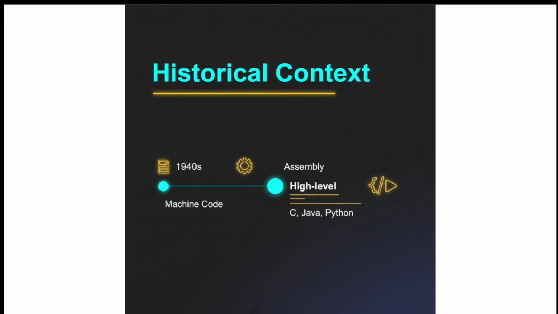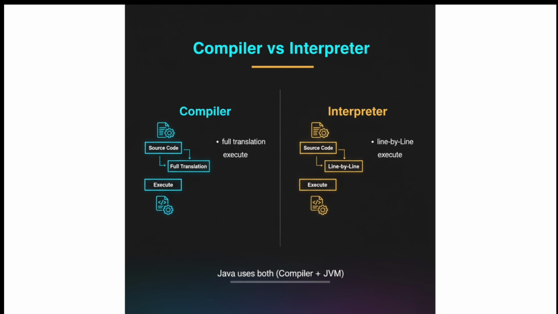Means we come from machine friendly to human friendly. When we first started with machine code, it was very complicated to understand and complicated to execute also. And now we use high level languages like C, C++, Java, Python, everything. Now, as I mentioned earlier, what are a compiler and an interpreter?